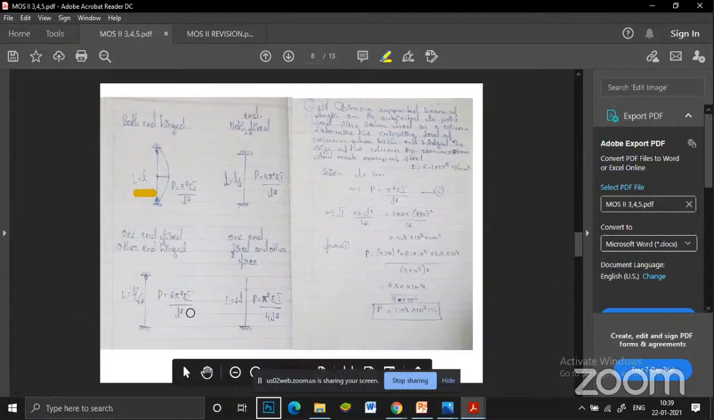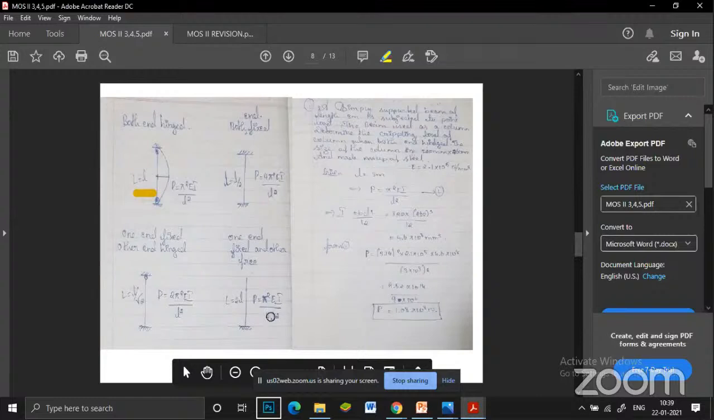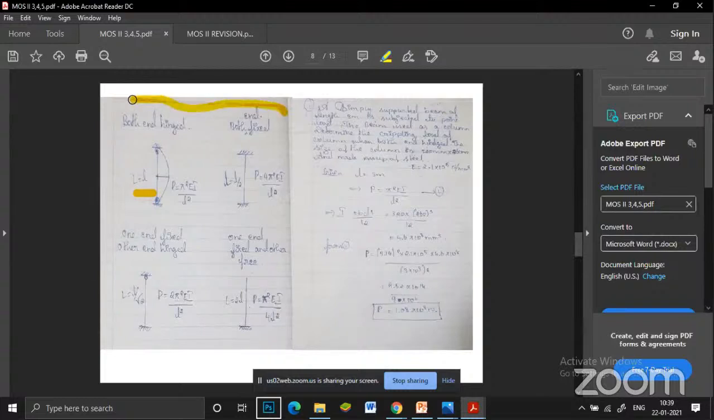Here it is 2 pi squared EI divided by l squared. And for one end fixed and the other end free, what is the formula? In that case, the effective length is equal to 2 into l, and P is equal to pi square EI divided by 4 l square. Don't forget this tabular column; in the third lesson I have shown you the one page, right? That is very much important, so don't forget.